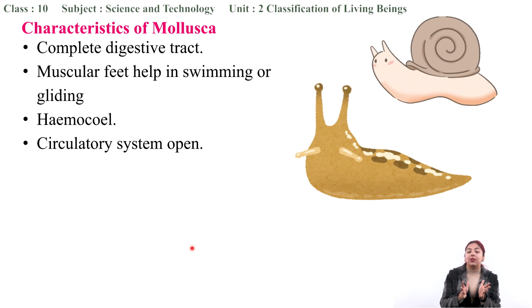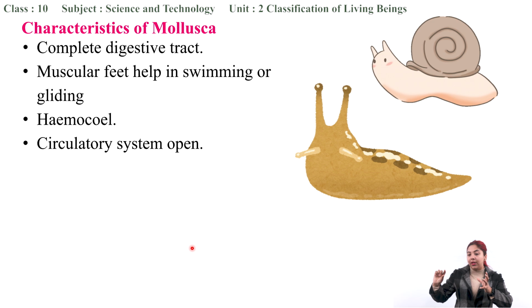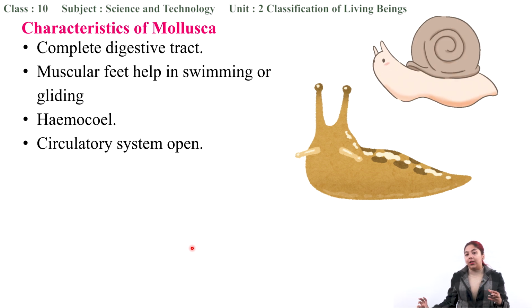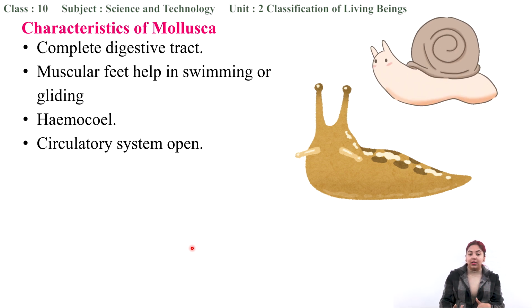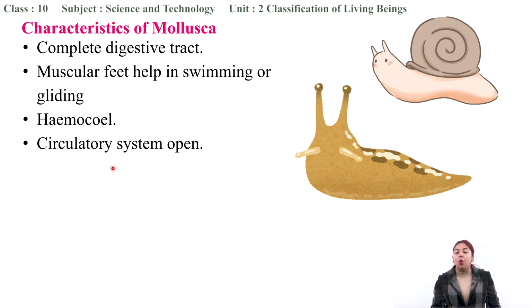So the circulatory system in the case of mollusca is open type, but in case of us human beings, we have a heart that pumps the blood, and the blood vessels take blood away from the heart and again collect blood from all over the body back to the heart. So we have a closed circulatory system, whereas the organisms that belong to this phylum have an open circulatory system.